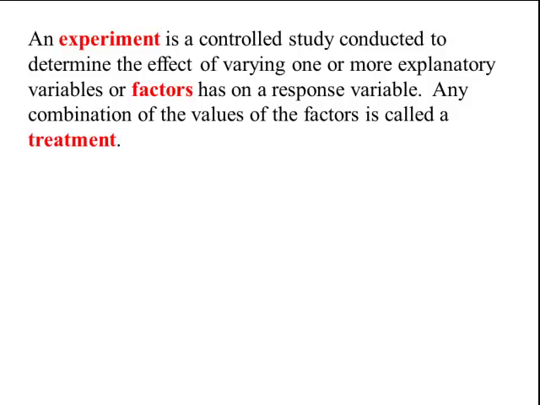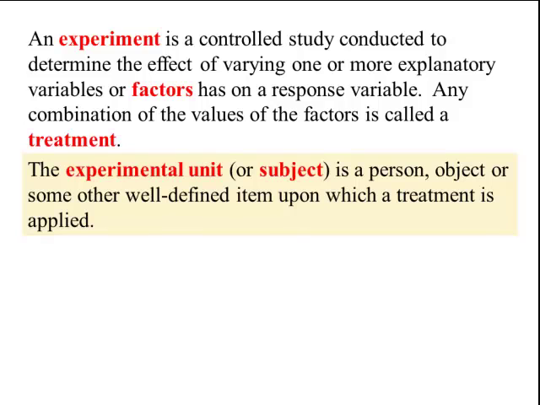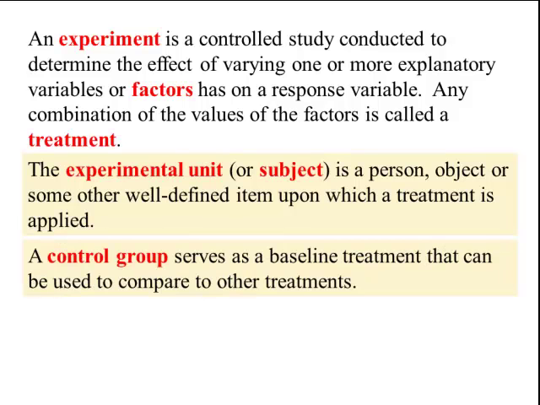Any combination of these values is called a treatment. An experimental unit or subject is a person, object, or some well-defined item on which a treatment is applied. The control group serves as a baseline. In a designed experiment, we have a control group and we have a treatment group. The control group serves as a baseline treatment, so we can compare it to other treatments.